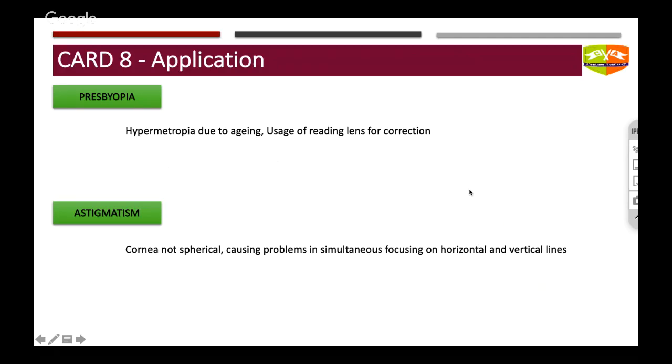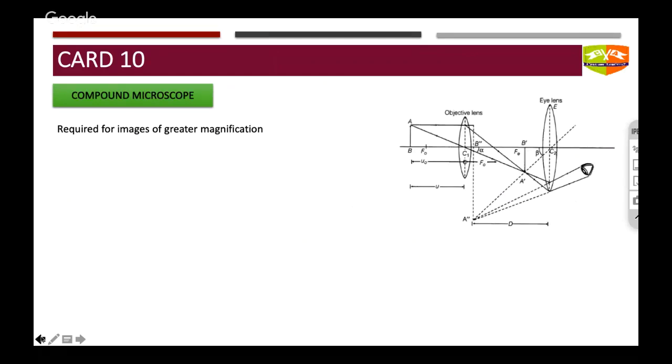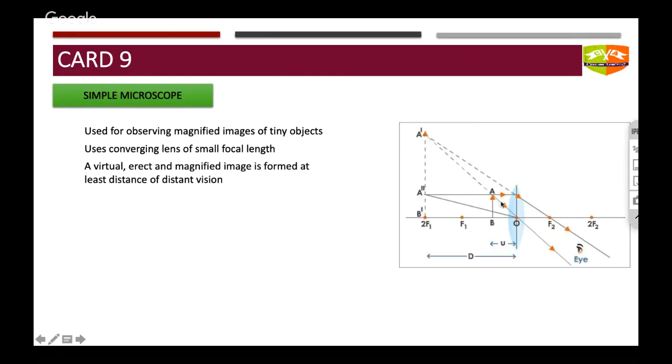After this I moved to the simple microscope. I told that this is for magnification of tiny objects, and I used the concept of change in distance and relative change of angle, and hence you can see with the change of angle how the size of the image changes. I put a convex lens of very small focal length, so that I can put a tiny object over here and get a magnified image like this.